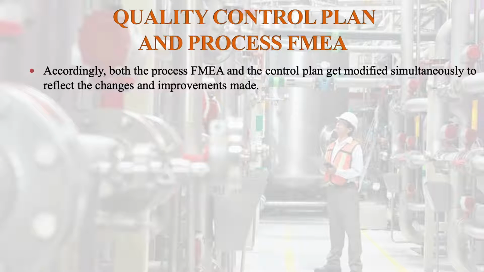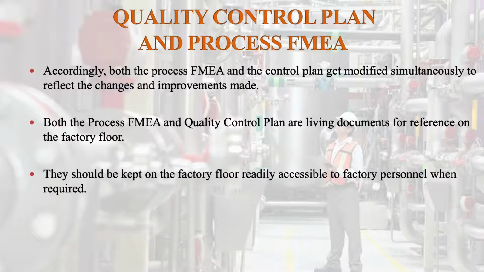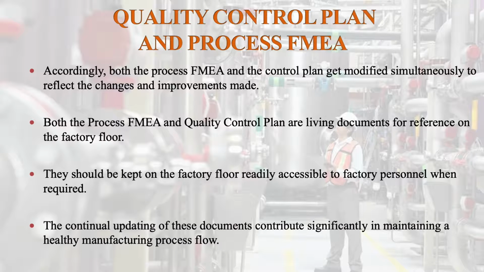Accordingly, both the process FMEA and the control plan get modified simultaneously to reflect the changes and improvements made. Both the process FMEA and quality control plan are living documents for reference on the factory floor. They should be kept on the factory floor, readily accessible to factory personnel when required. The continual updating of these documents contributes significantly to maintaining a healthy manufacturing process flow. This is the advantage of a design FMEA, process FMEA and the quality control plan.